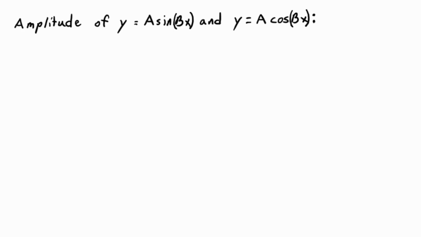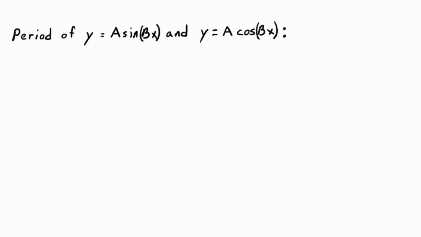What's the amplitude of either y equals a times sine bx, where a and b are constants, which is going to be the same as y equals a times cosine of b times x? What's the amplitude? You've got to be careful. If a is negative, then the amplitude is always positive. You take the absolute value of it. So the amplitude is the absolute value of a.